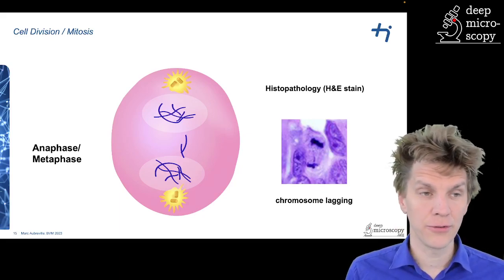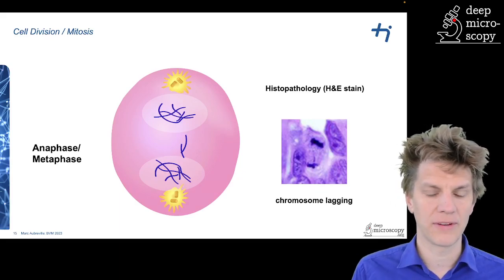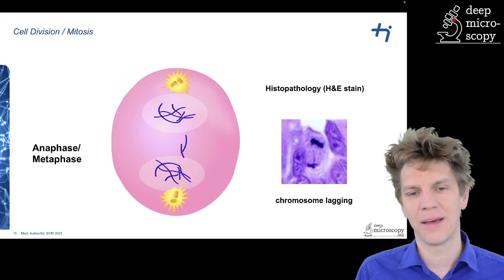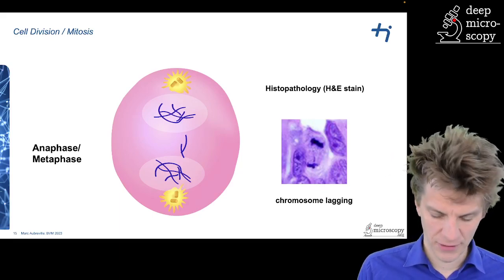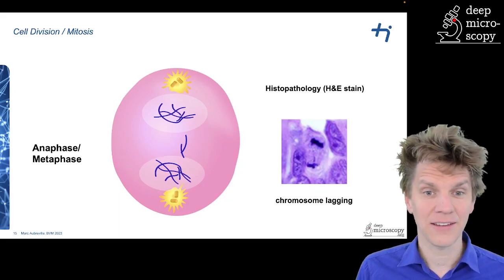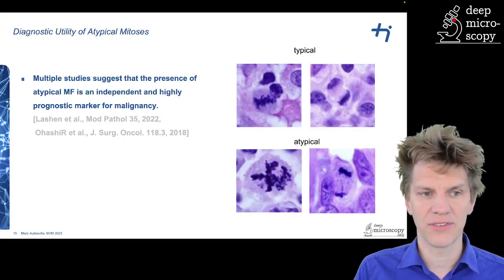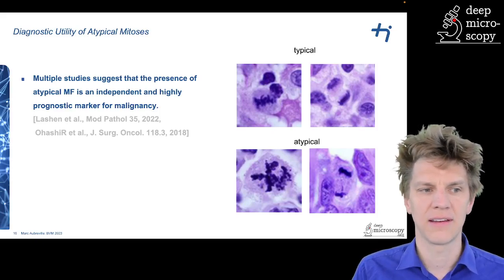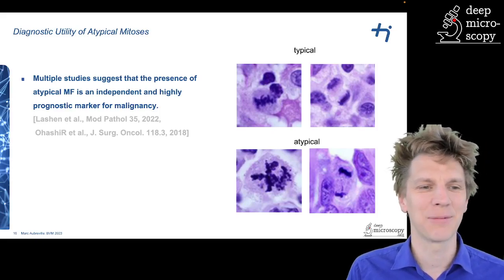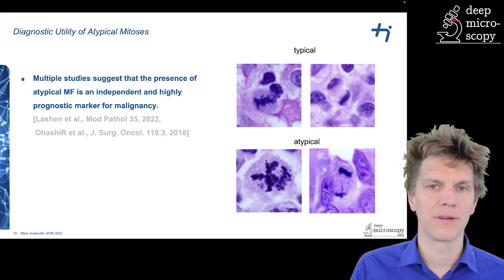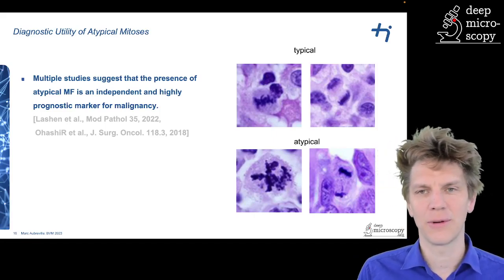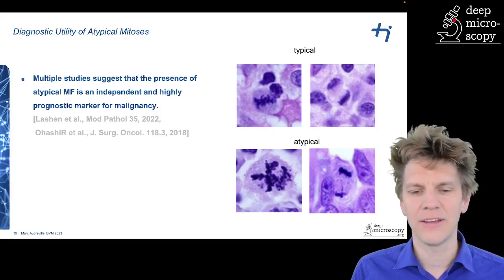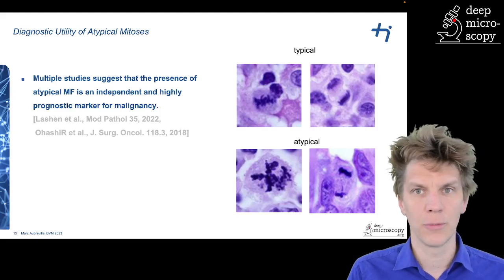Yeah, so these are 2 things, and of course this is clearly what is happening if the whole cell division process gets out of range, and this is what's happening in tumors. So that's also the relevance of that, and in particular there have been multiple studies suggesting that the presence of atypical mitotic figures is an independent and highly prognostic marker for malignancy. So one of the studies was in 2018, one of them in 2021. So you can see that this is fairly recent insights that we got into the tumor pathology here.